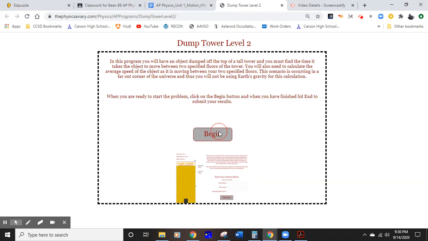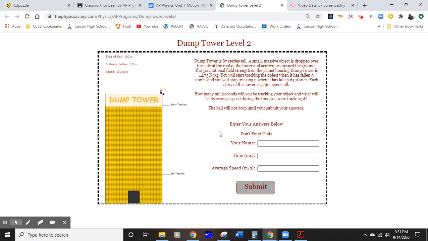All right, so let's go ahead and click on it and see what we got going on here. Okay, so here we have the tower. The tower is 87 stories tall. A massive object is dropped over the side of the roof of the tower and accelerates down toward the ground. The gravitational field strength of this planet is 14.73 newtons per kilogram, or meters per second squared. You will start tracking the object when it has fallen 9 stories. Okay, this is 9 stories from here to here. And you will stop tracking when it has fallen 64 stories. Each story of the tower is 3.46 meters tall.